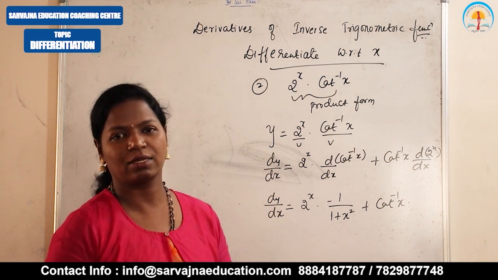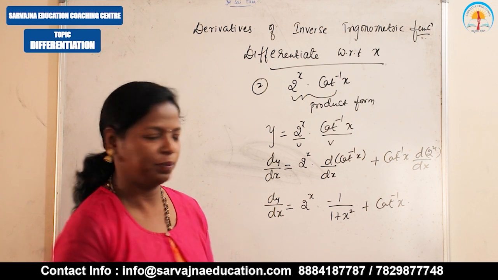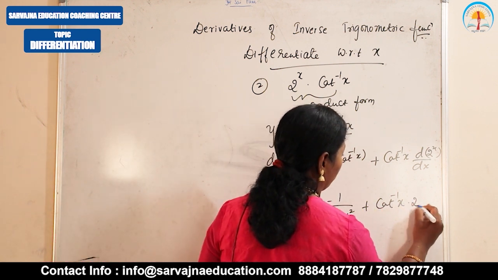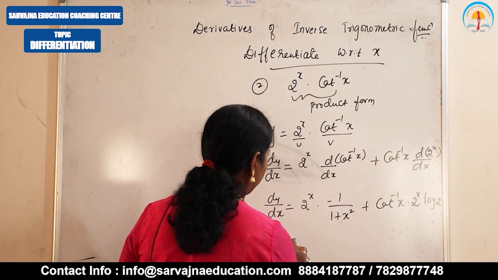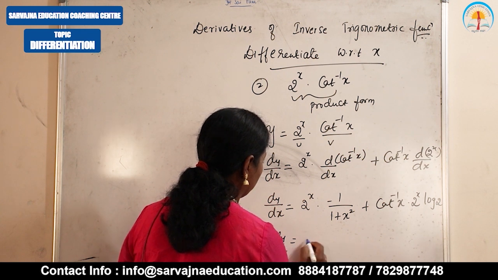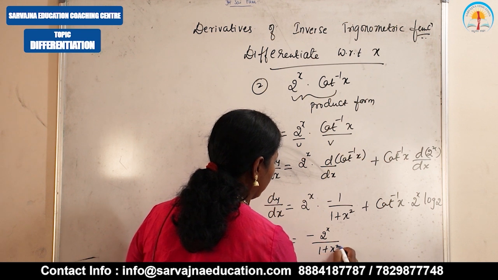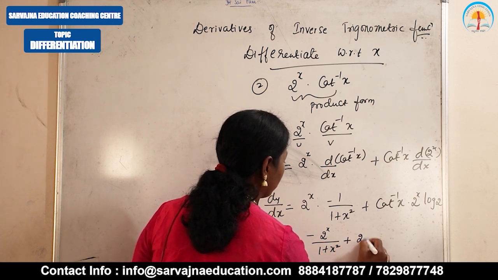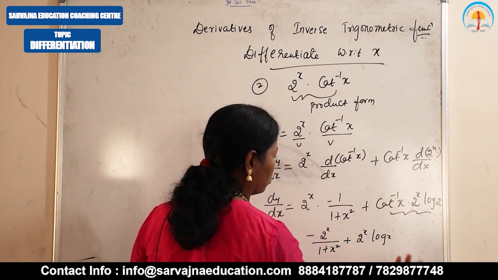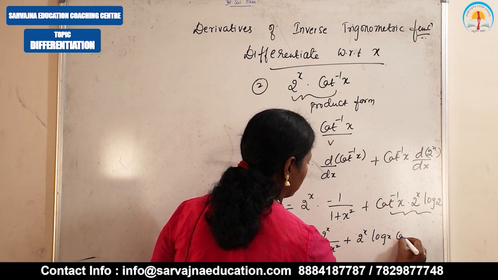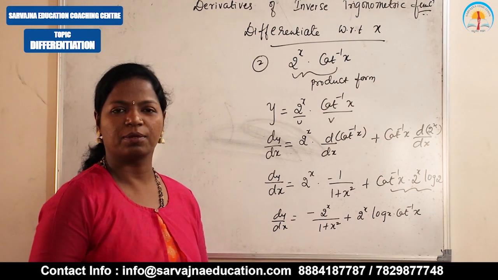2 power x looks like a power x. What is the differentiation of a power x? a power x log a. So here 2 power x log 2. So you have to simplify: minus 2 to the power of x divided by 1 plus x square plus 2 power x log 2 cot inverse x. You can rearrange it, not a problem. That's all. That's exactly the final answer.